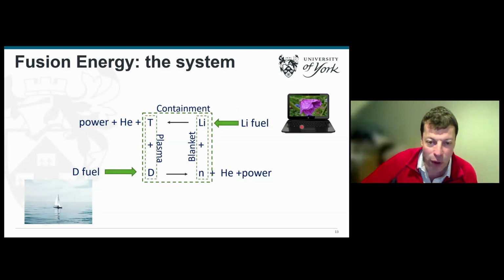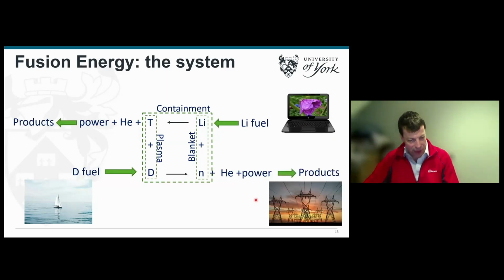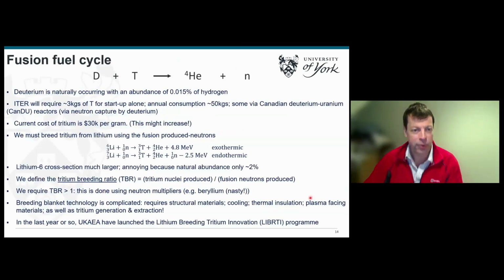Anyway, so we've got these 2 reactions. It's almost a cycle, right? And then we have our product. So we get power out here and we get power out here. And the power out here, particularly because this is the reaction which produces most energy, we want to stick on the grid. This is how we're going to make electricity.